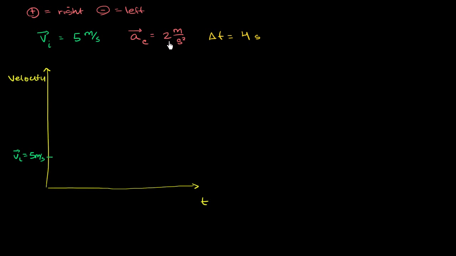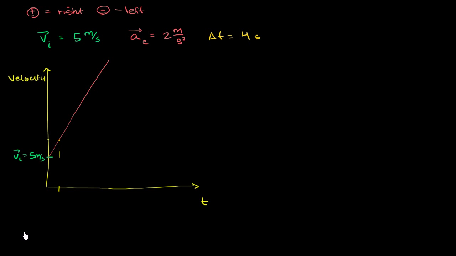And then every second that goes by, I'm going 2 meters per second faster, because this is 2 meters per second per second. So after 1 second, I'm going to be 2 meters per second faster. So I'll be at 7. Or another way to think about it is the slope of this velocity line is my constant acceleration. I have a constant slope here. So it might look something like that.